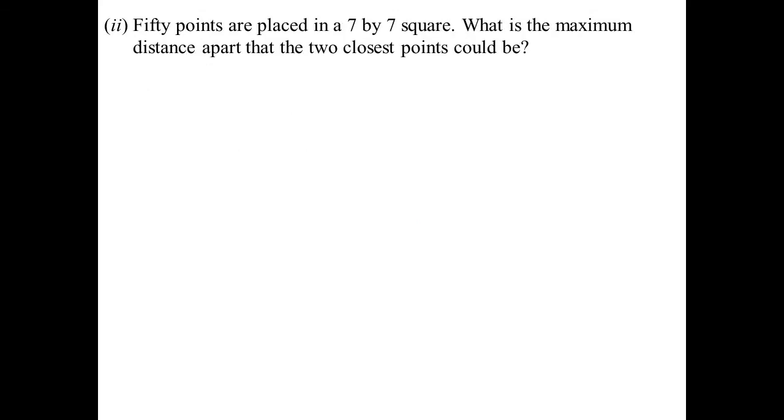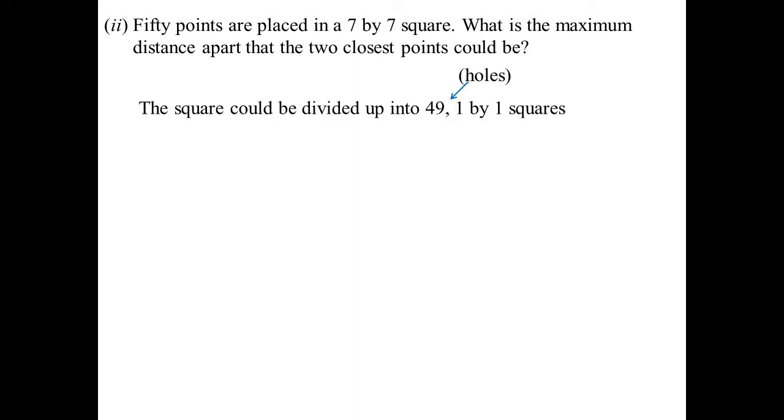All right, let's go to our second example. We've got 50 points. We're going to place them in a 7 by 7 square. What's the maximum distance apart that the 2 closest points could be? That square I could divide up into 49 1-by-1 squares. So 49, that's going to be the holes. Imagine you've got your 7-by-7 square, and we've basically made 49 spots we can put our points into.